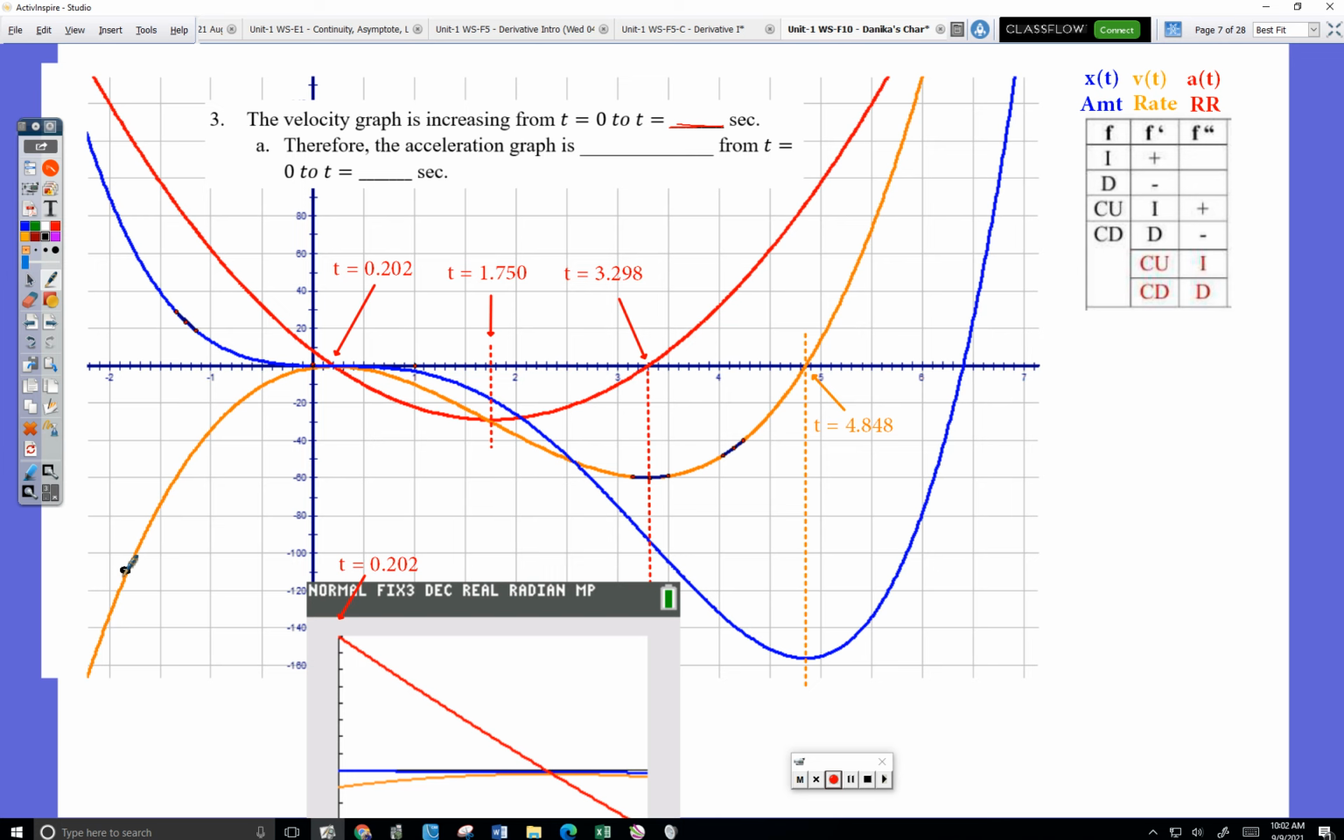When we say is the velocity increasing, that means we want to pay attention to what the y-coordinates of velocity are doing. So from here to here, Spencer, do the y-coordinates of velocity increase or decrease? Then to here? To here? To here? Very good. So the velocity graph is increasing up to this point. Does that make sense? 2 points for Spencer.